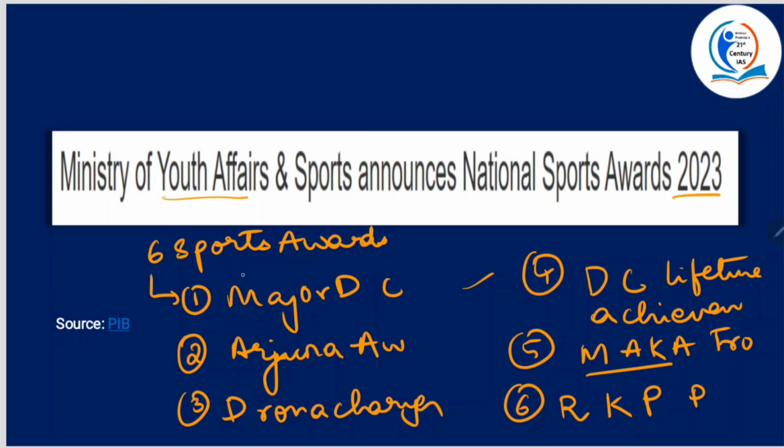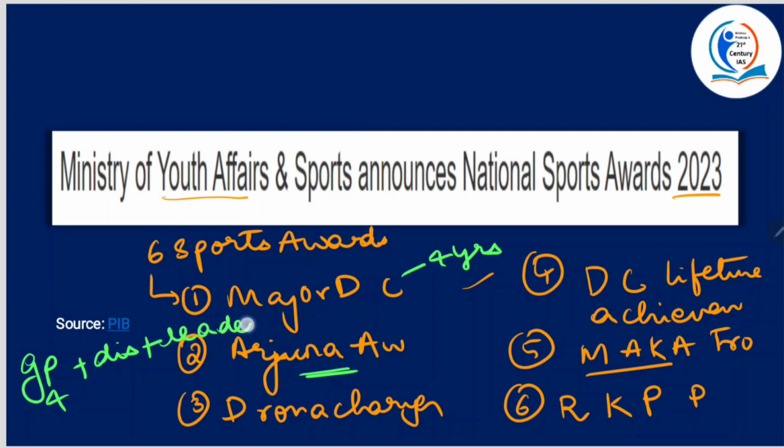Now, Major Dhyan Chand Khel Ratna Award is the highest honor given to a sports person who has outstanding performance in the field of sports in the past 4 years. Arjuna Award is given to a sports person for good performance in the past 4 years, plus a sense of discipline and qualities of leadership if they have showcased any. All three things are taken into consideration while giving this Arjuna Award. Next is Dronacharya Award. As the name suggests, it is given to outstanding coaches in sports and games. So three categories are clear.